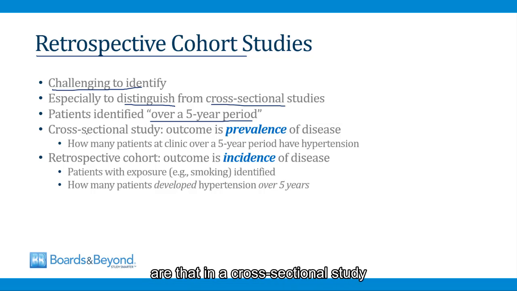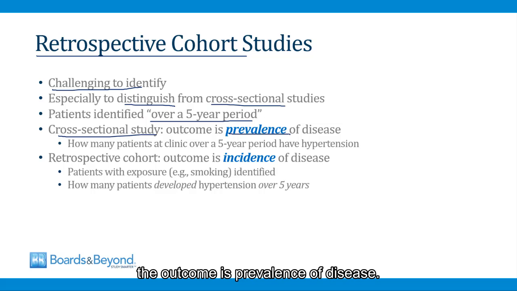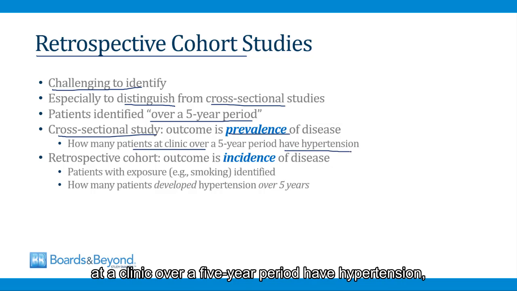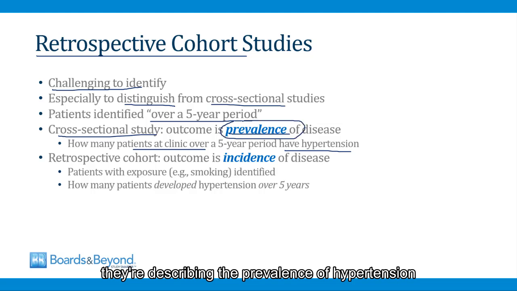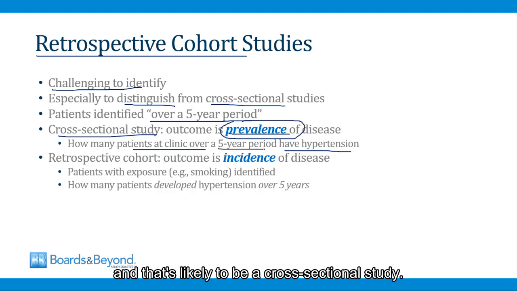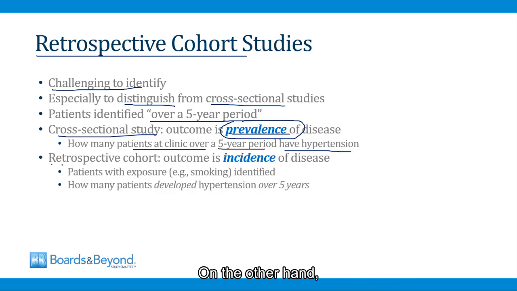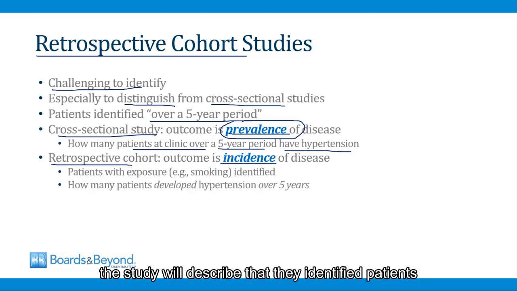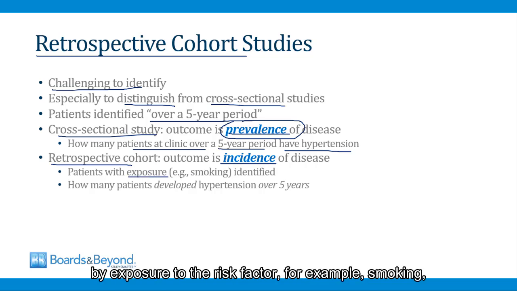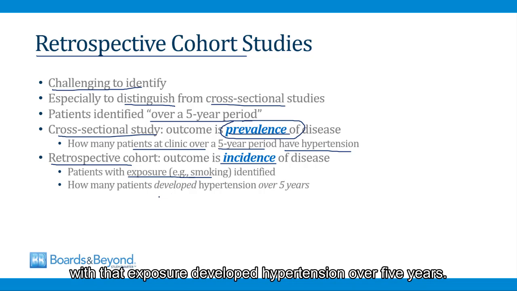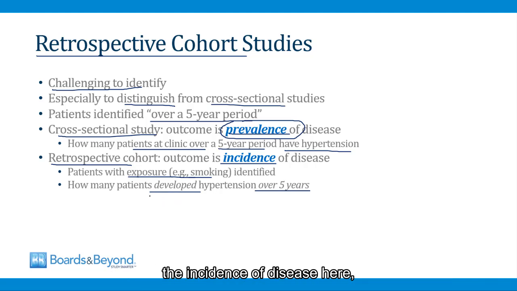But key things to remember are that in a cross-sectional study, the outcome is prevalence of disease. So a study that describes how many patients at a clinic over a 5-year period have hypertension, they're describing the prevalence of hypertension in that clinic over a 5-year period, and that's likely to be a cross-sectional study. On the other hand, a retrospective cohort study is going to have an outcome that's an incidence of disease. So first of all, the study will describe that they identified patients by exposure to the risk factor, for example, smoking. And then the study will also describe how many patients with that exposure developed hypertension over 5 years. They're talking about the onset of disease, the incidence of disease here, and therefore this is likely describing a retrospective cohort study.